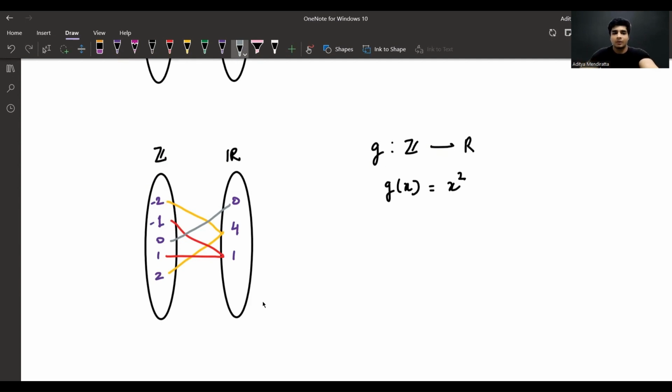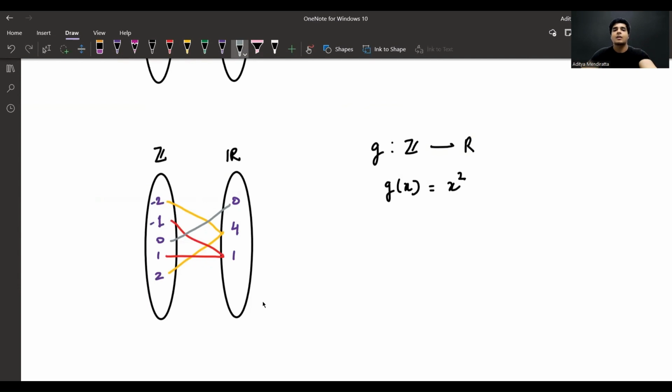But what we need to remember over here is that every element from Z can be squared, right? Every element from the set of integers can be squared. So it is a function. And every element is only having one square, right? It cannot have two squares. So, of course, indeed, it is a function.